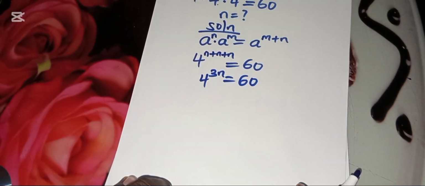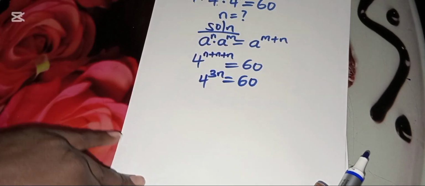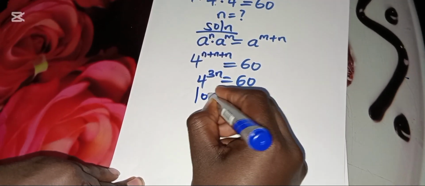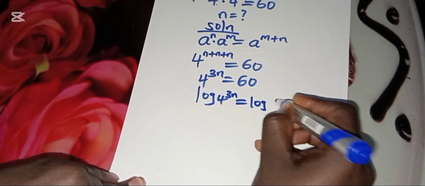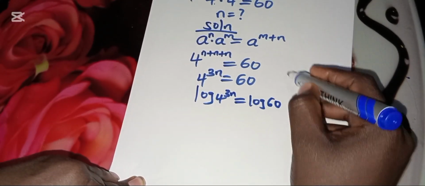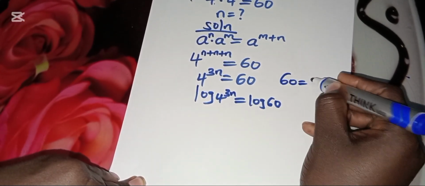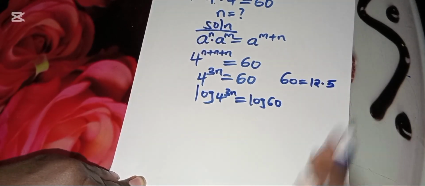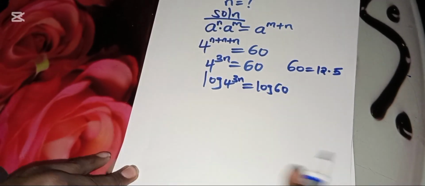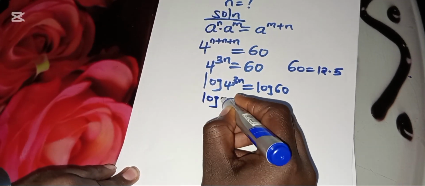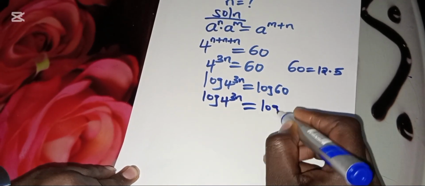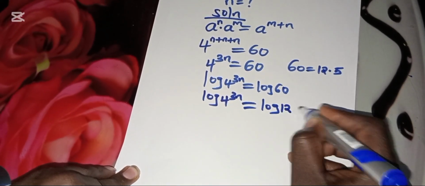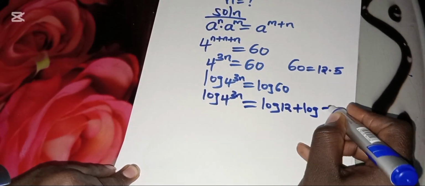As you can see, to solve for the value of n, we have to introduce the natural logarithm so that we'll have log 4 raised to power 3n equal to log 60. So 60 can be expressed as 12 multiplying by 5. Now you're going to have log 4 raised to power 3n equal to log 12 plus log 5.